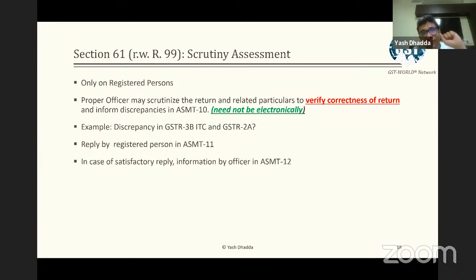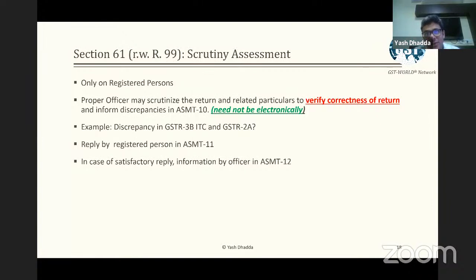Now, what will happen? He will look at your return. After looking at the return, the purpose of scrutinizing the return is to see the correctness of the return, and wherever he realizes that there is some discrepancy, he will issue a notice in ASMT 10. So there are two words which are very important. The purpose is to verify the correctness of the return and to inform the discrepancy.